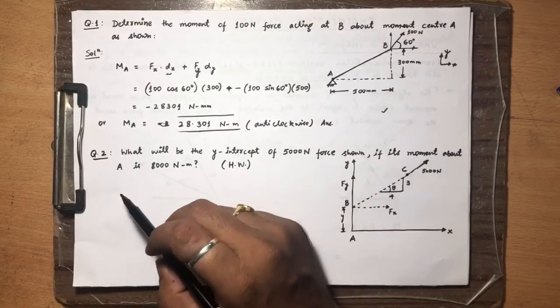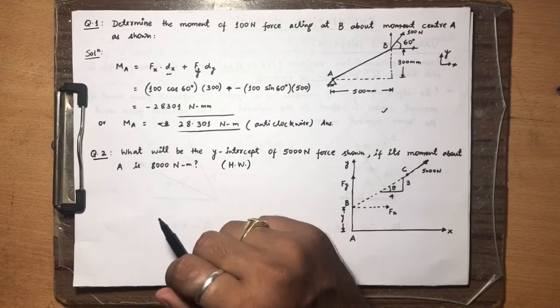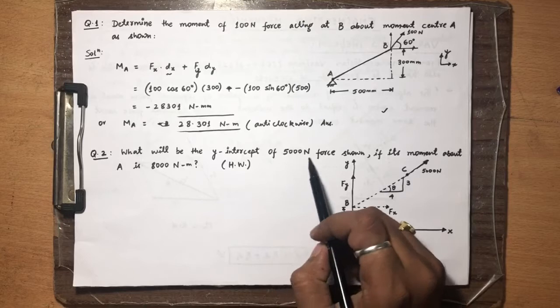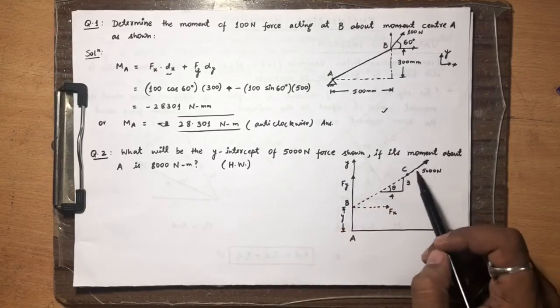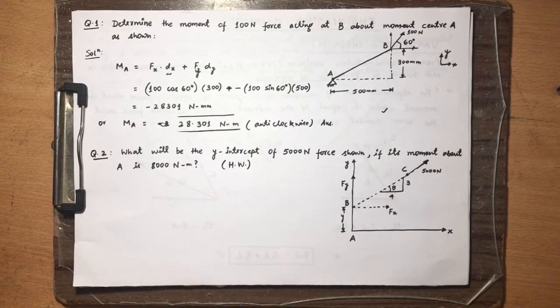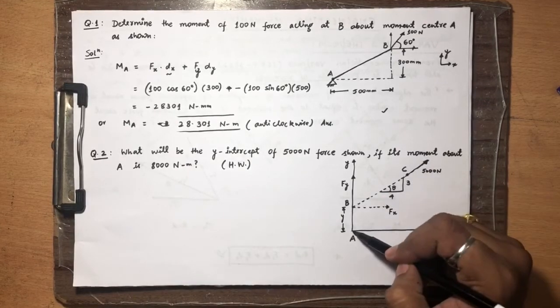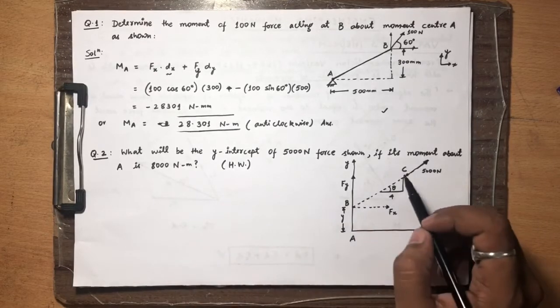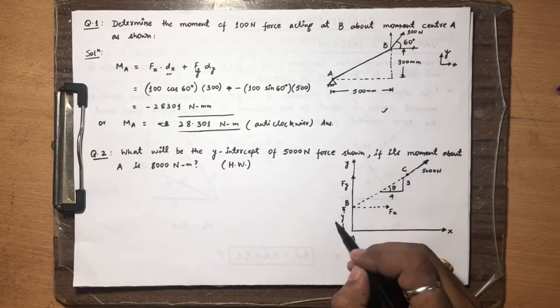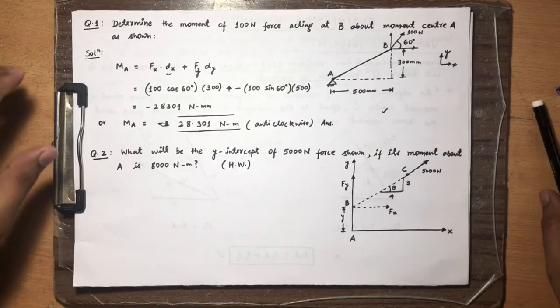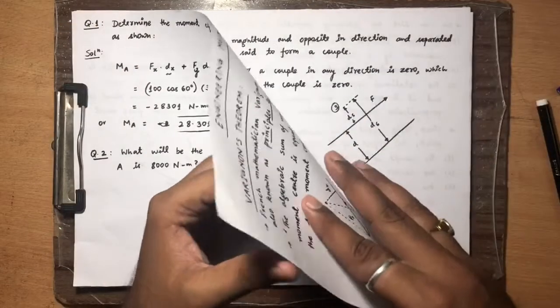Now the second question is: what will be the y-intercept of the 500 Newton force shown if its moment about A is 100 Newton meter? This is the force, this is point A, and its moment about A is 100 Newton meter. We have to calculate this y-intercept. This is your homework. We will discuss this in the next lecture. Let us move forward.